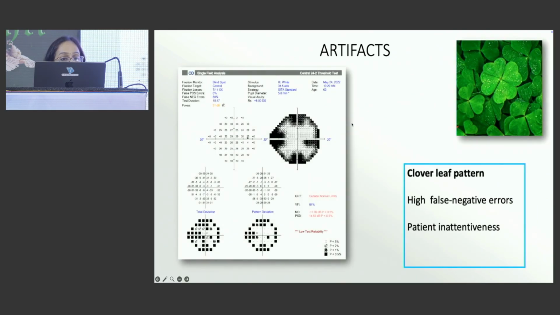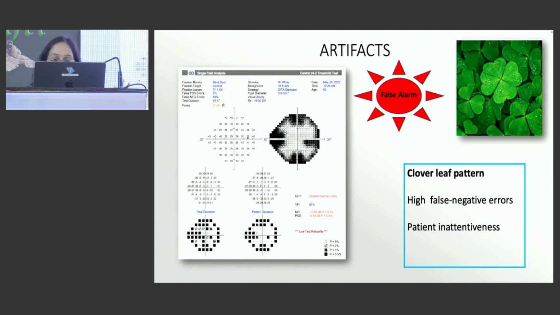And here you can see the patient is having high false negative errors. And because of that, that is 80%, you see a clover leaf pattern. And it's due to the patient's inattentiveness. But if you are not careful, it will be like a false alarm. You may think that the patient is having glaucoma and proceed with the treatment.